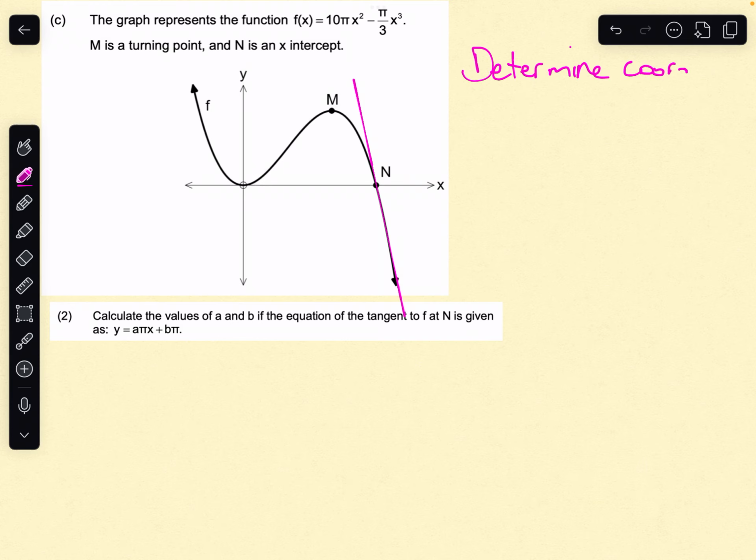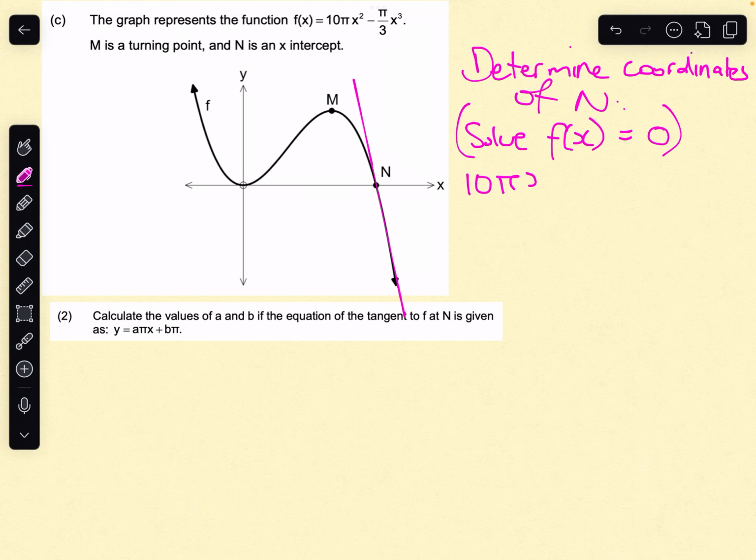Determine the coordinates of N, and we're going to do that by solving where f of x is equal to 0. So 10 pi x squared minus pi over 3 x cubed equals 0.